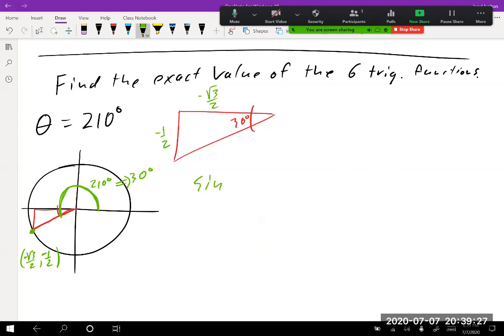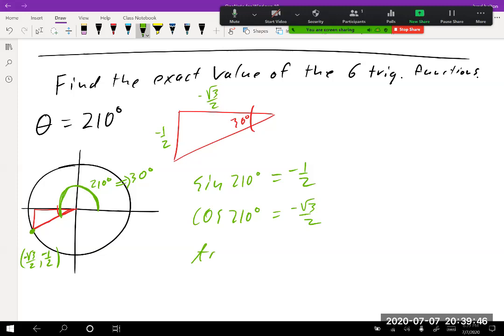So I'm going to do the sine of theta, or the sine of t, in our case, is 210. Okay, and the Y coordinate associated with that will be negative 1/2. The cosine of 210, or the X coordinate, would be negative square root 3 over 2.